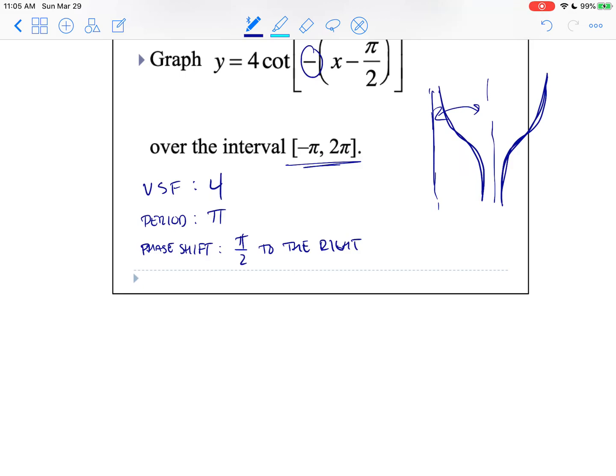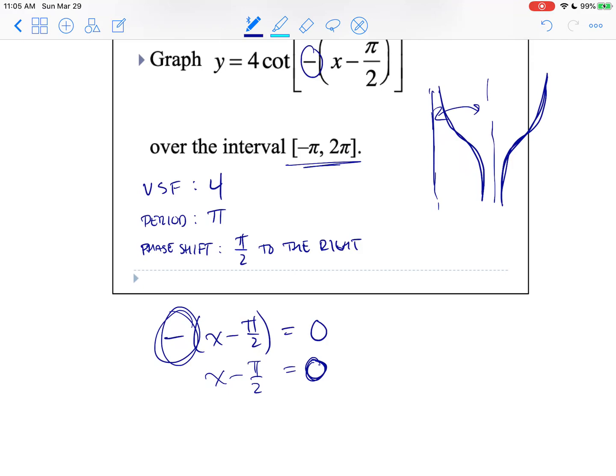Now, cotangent normally has a vertical asymptote when the inside is equal to 0 or pi. And so that makes solving this really simple. If I set what's inside equal to 0, then dividing by a -1 doesn't change anything. It's still 0 over here. And if the period had changed at all, if it was stretched or compressed, it's not going to change the 0 that's on the other side.